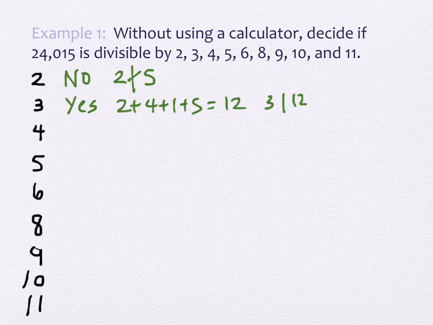All right, how about the number 4? No, and you could just say it's not even. That would be okay, definitely a condition. But you could also say that the 4 does not divide 15, because it's the last 2 digits. How about 5? Yes. Why? It ends in 5.